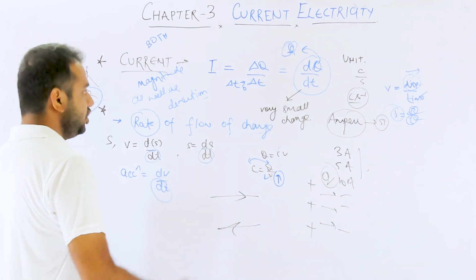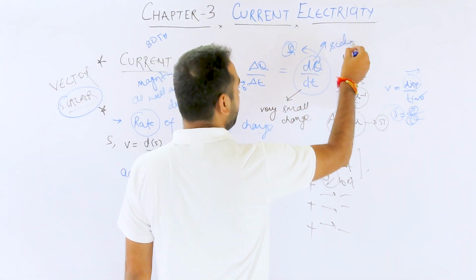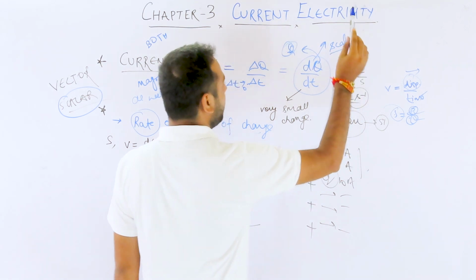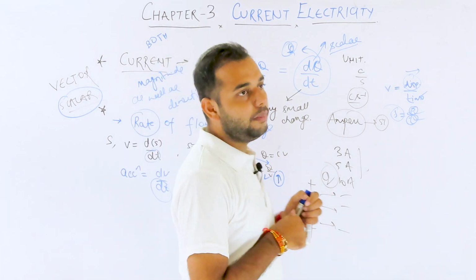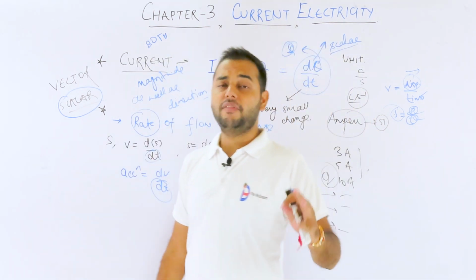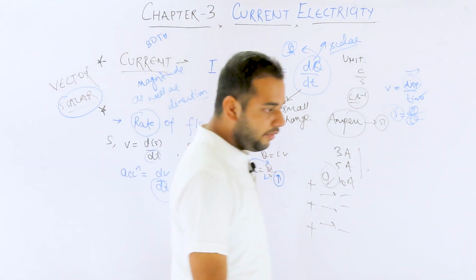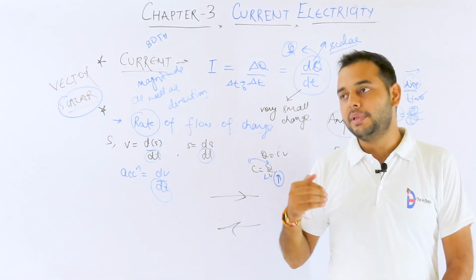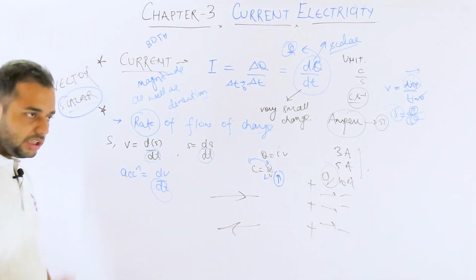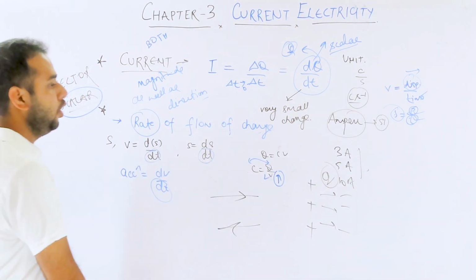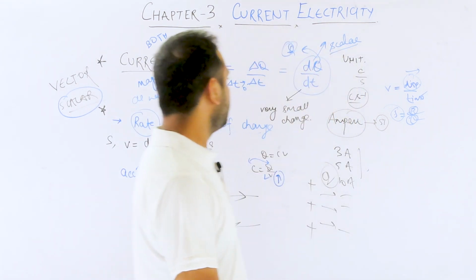Simply, charge is a scalar thing. You generally don't say charge is 3 coulomb in east direction or 3 coulomb in west direction. This is completely illogical. We generally say charge is 3 coulomb or 4 coulomb or 5 coulomb. We don't specify the direction of charge because it is a scalar quantity. There is no need to define any direction.